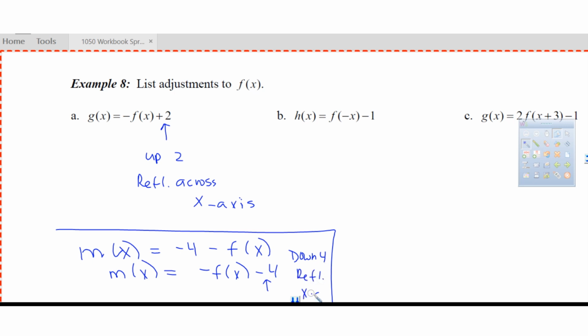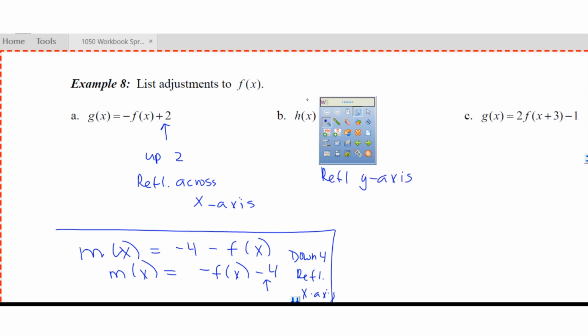Okay, let's do this one. Look at question B. Negative 1, is that on the inside or outside? Outside, so it's going to be what or what? Either this or this, up or down. Which one is it? Down 1. So everybody go down 1. Now this negative, is that negative first? Talk to me. No. So it's not x, it's going to be y. So this is a reflection across the y axis.